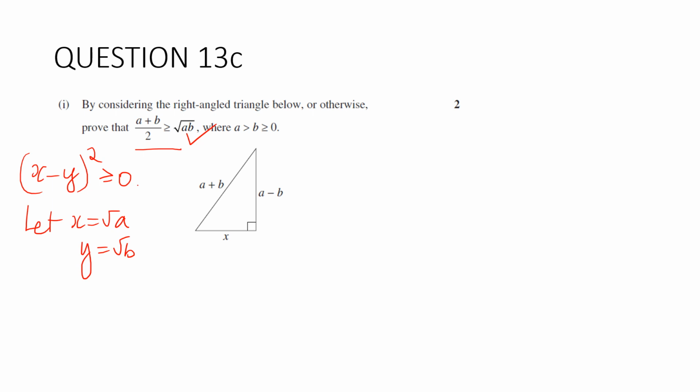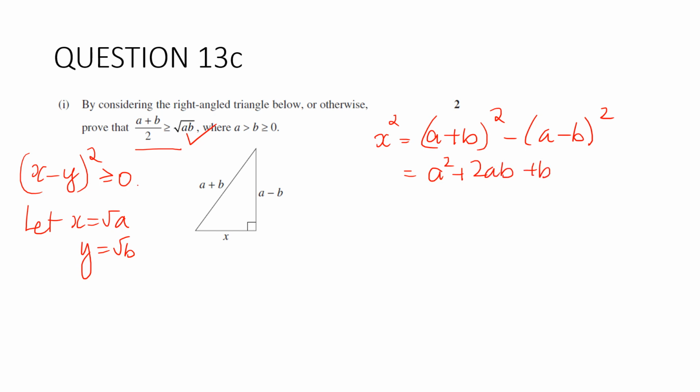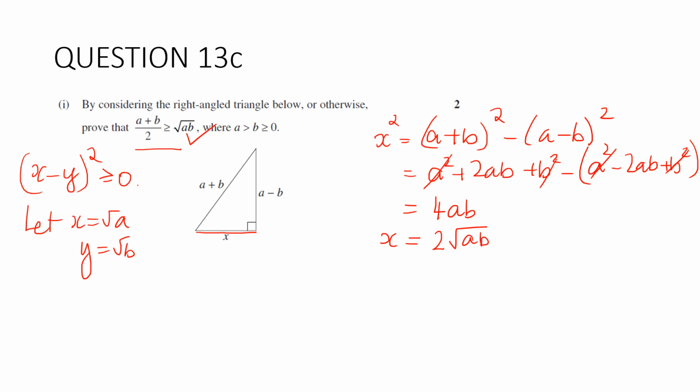We'll start with Pythagoras' theorem, so x squared will equal a plus b all squared minus a minus b all squared, which is a squared plus 2ab plus b squared minus a squared minus 2ab plus b squared. We can see these are going to cancel out and we will be left with 4ab. And so x is going to be positive because it's the side of a triangle. It will be equal to 2 square root of ab.